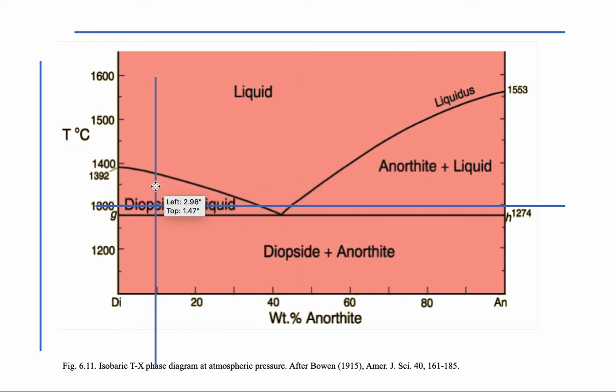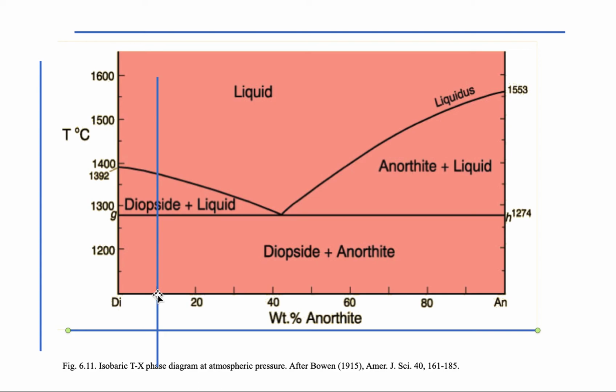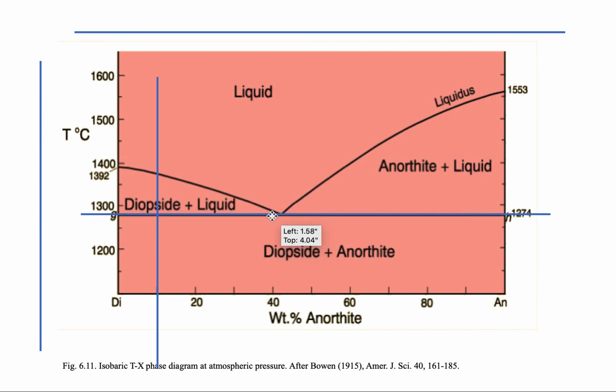Let's pick something over here. Let's say we have something that is only 10% anorthite and 90% diopside. We will take this rock, heat it upwards until we reach the eutectic temperature of 1274. So we'll be sitting there at a temperature of 1274. Because we are on the left side of this eutectic, we're going to enter that diopside plus liquid field. We can only do that by melting out all of the anorthite first. There's only 10% anorthite we need to get rid of.